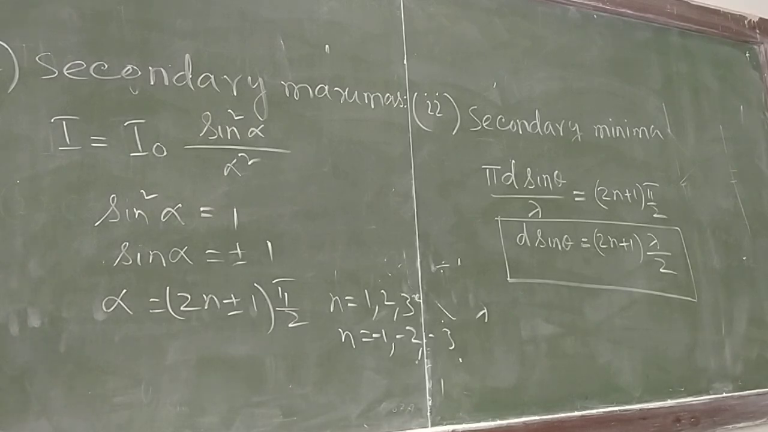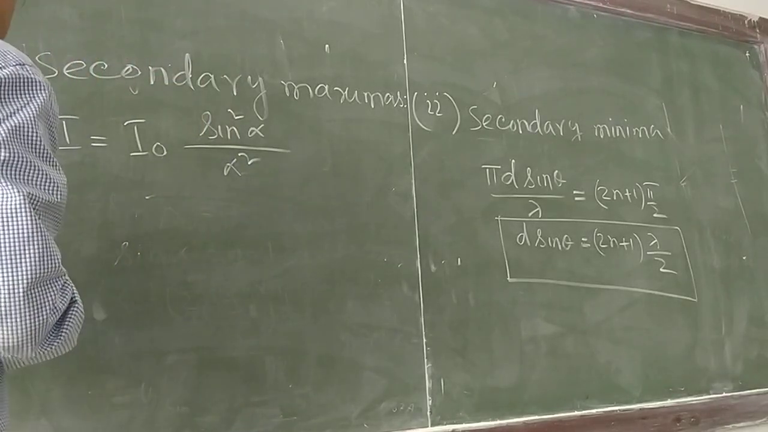So very simple. You know the phenomena. What is happening? Use the trigonometric formula. That's it. Three things: central maxima, secondary maxima, and minima. Minima you have calculated. Now you are calculating maxima.